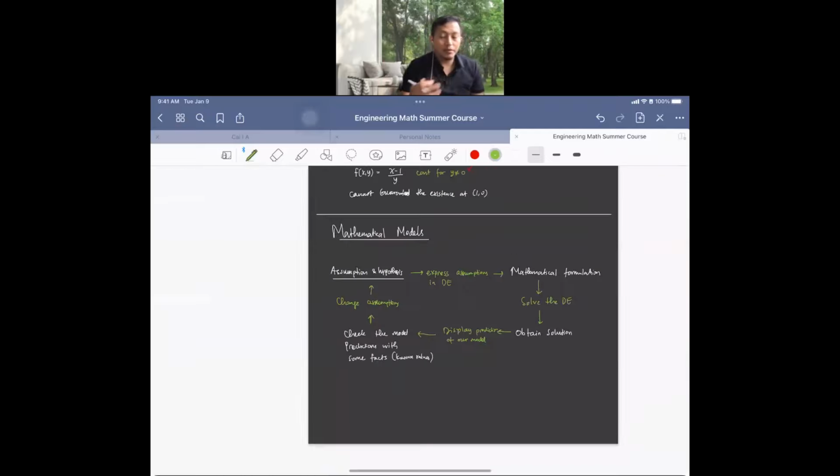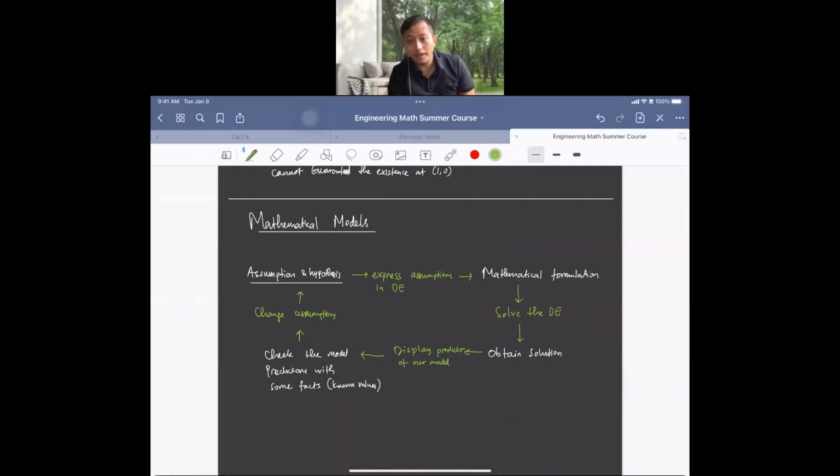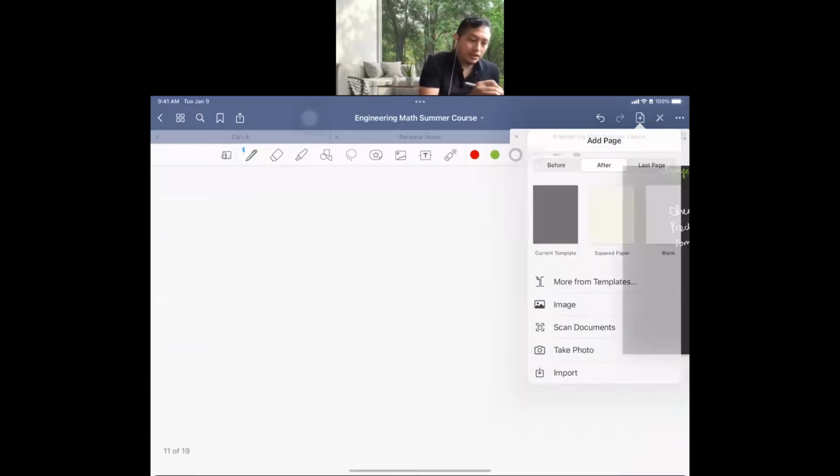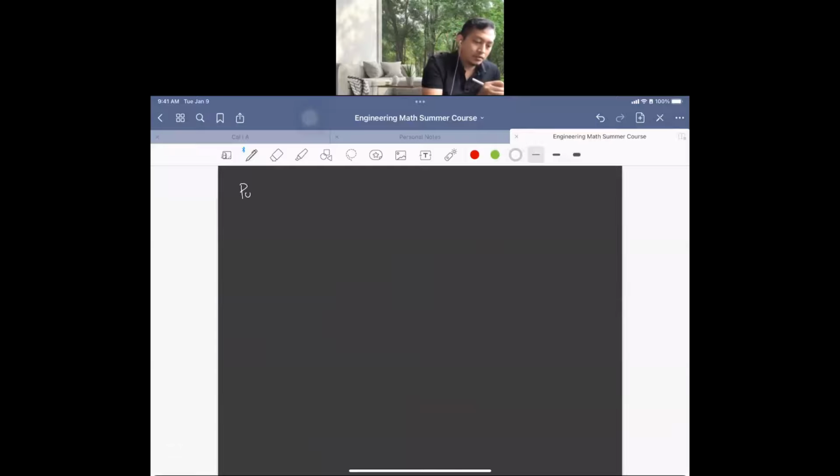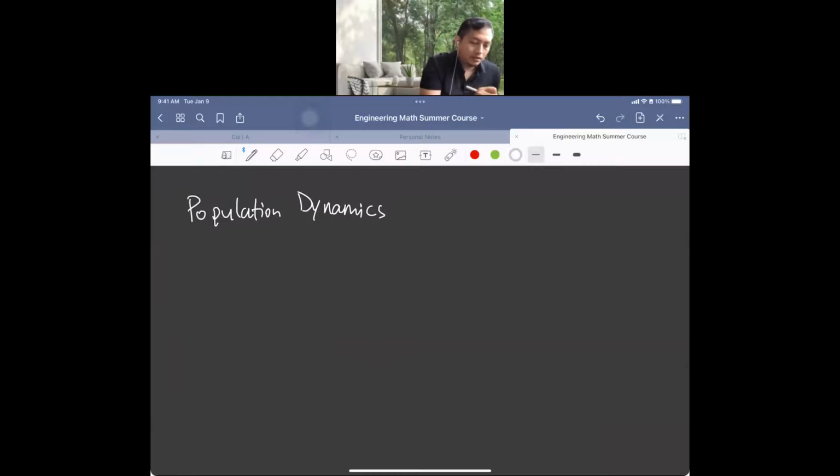I think let me give you some of the mathematical models that we might have in our topics in differential equations. Okay. So the first that usually comes up is the populations. We can express this by the differential of P, the population, is equal to a constant k times P.